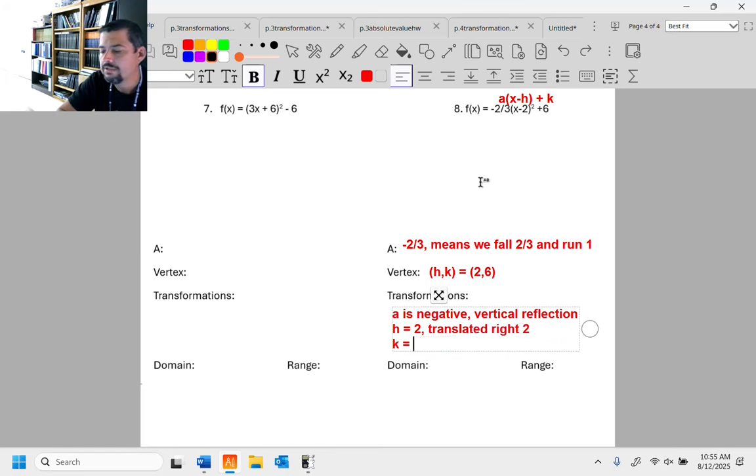I know that K is 6. K is the vertical. We have translated or shifted. I'm going to use the word shift. We have shifted up 6 units. The domain, I also know, it is negative infinity to positive infinity.